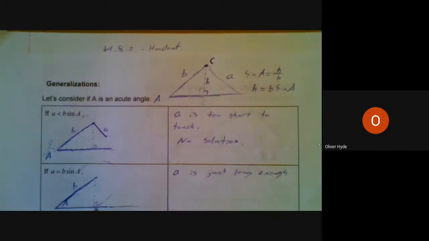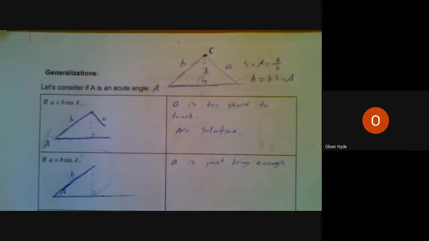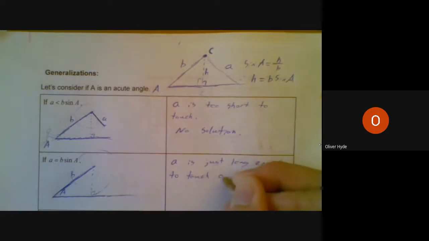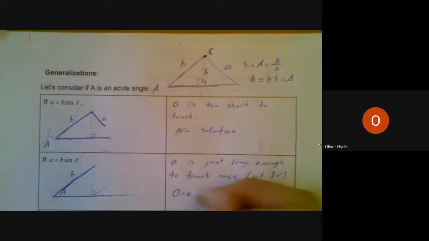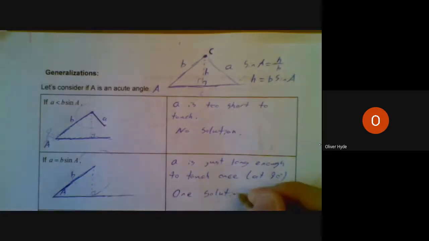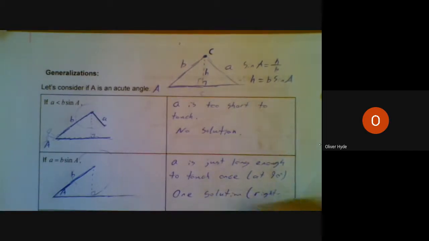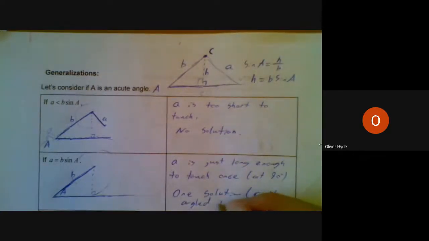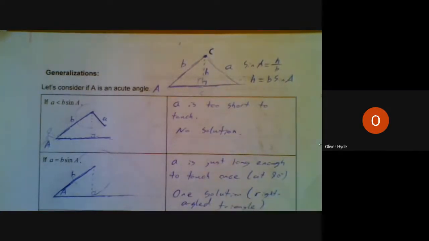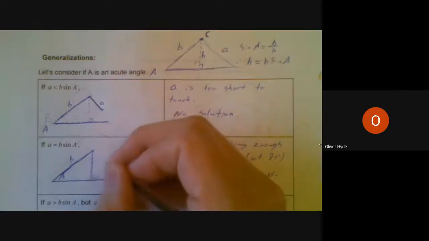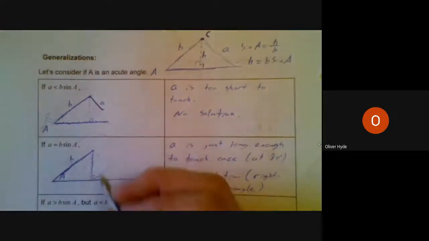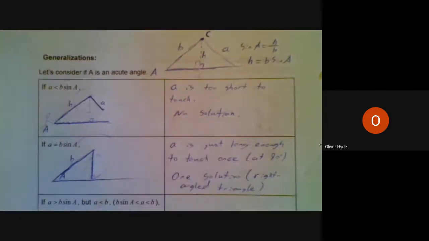It is the shortest distance, which means that it'll intersect at a right angle, at an angle of 90 degrees. It is just long enough to touch once. So there is going to be one solution, and it will be specifically a right-angled triangle. There's A. Here's all the positions that A could be in, but none of those create triangles. This is the only one that will create a triangle.